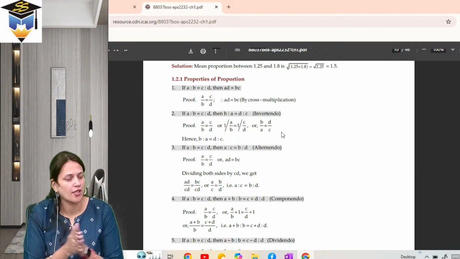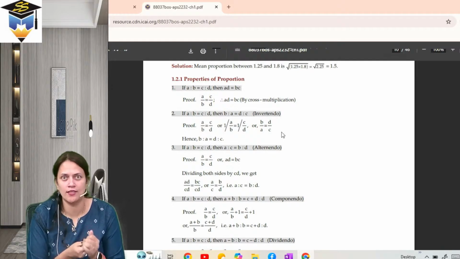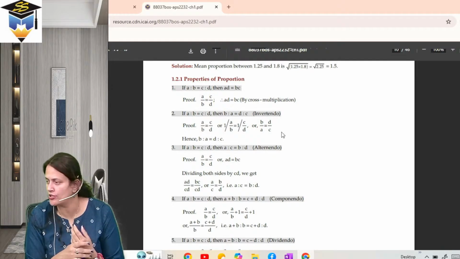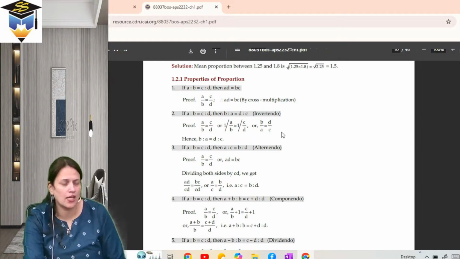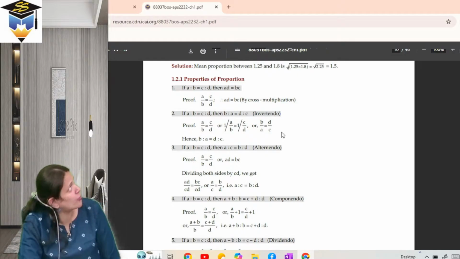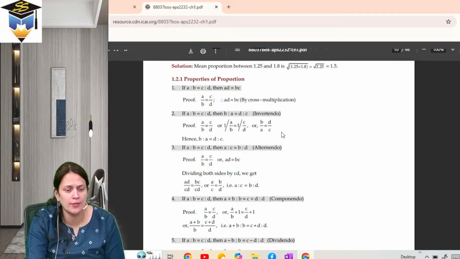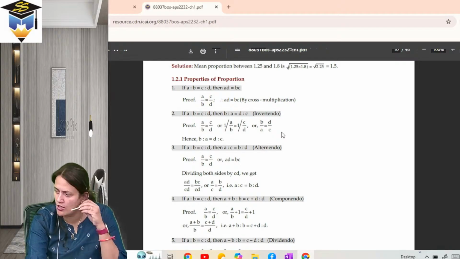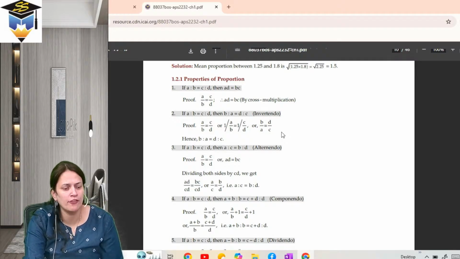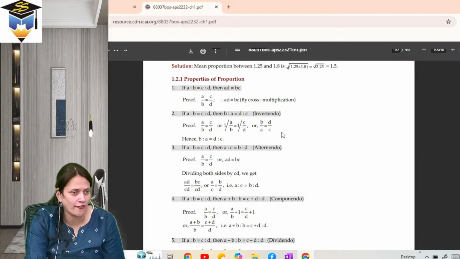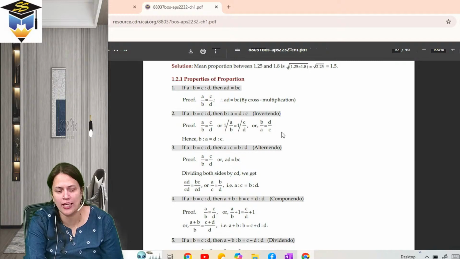Okay, so let us start with the next part in proportion. Yesterday I had explained the concept of proportion. Today we are going to learn about the properties of proportion. The first property is that the product of means is equal to the product of extremes. We understood that yesterday as well. By cross multiplication you can write it as AD is equal to BC.